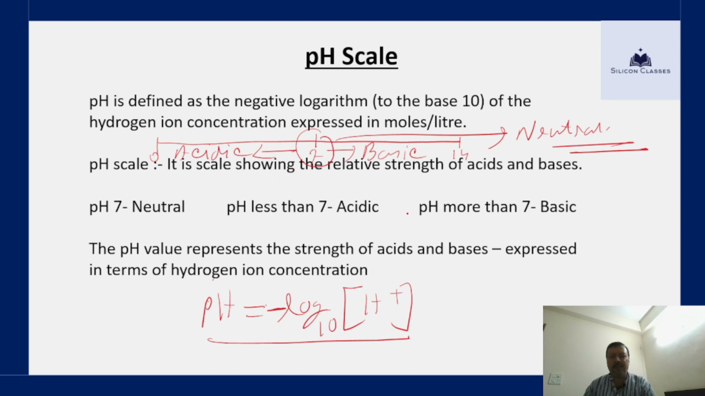So pH is the scale. It is from 0 to 14. 7 is the neutral. From 0 to 7 it is acidic, and from more than 7 to 14 is basic. The pH value represents the strength of acids and bases expressed in terms of hydrogen ion concentration. And this is the equation, whatever I have told earlier. pH equals the negative logarithm of base 10 of the concentration of H plus.